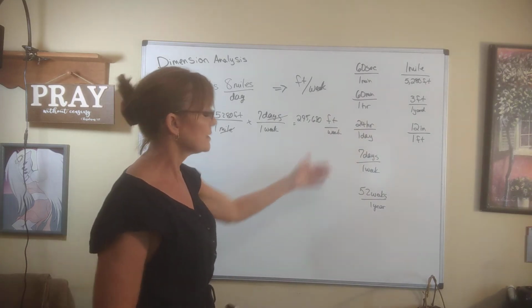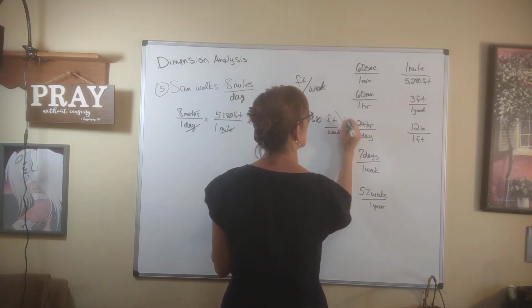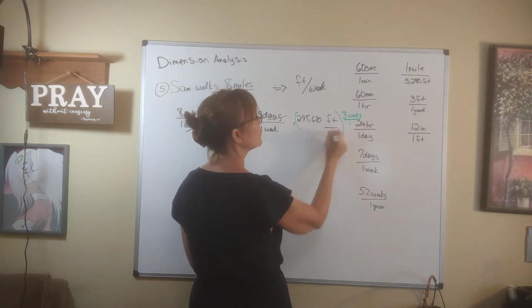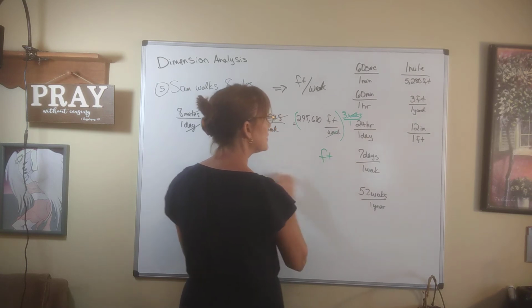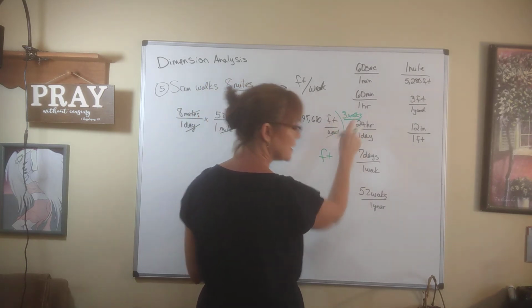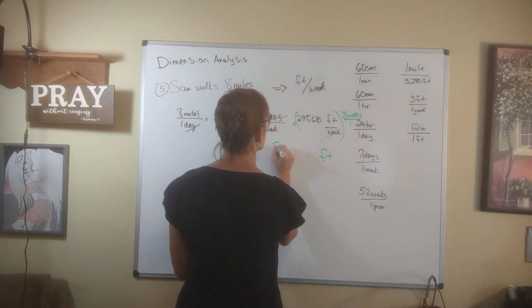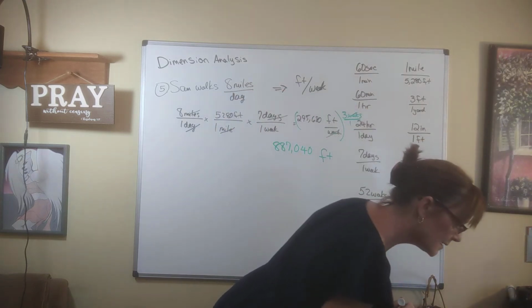So we take this, and then we say, okay, times 3 weeks. And you can always put something over 1. And watch, these weeks will cancel. And this is just going to be feet. So how many feet does he walk in 3 weeks? We take this and multiply it by 3. And we get 887,040 feet is what we get.